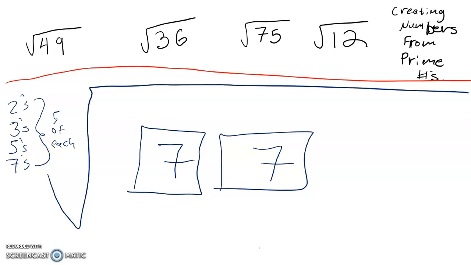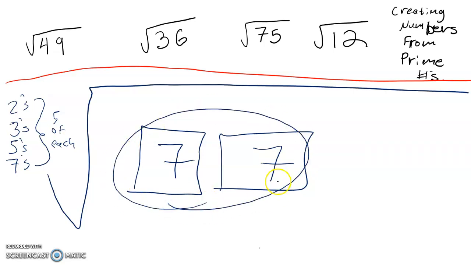Now, what we're looking for here underneath the square root sign is any pairs of cards, essentially. If I look here, I have a pair of 7s. I have 2 7s. I'm looking for 2 of a card. I have 2 7s here.